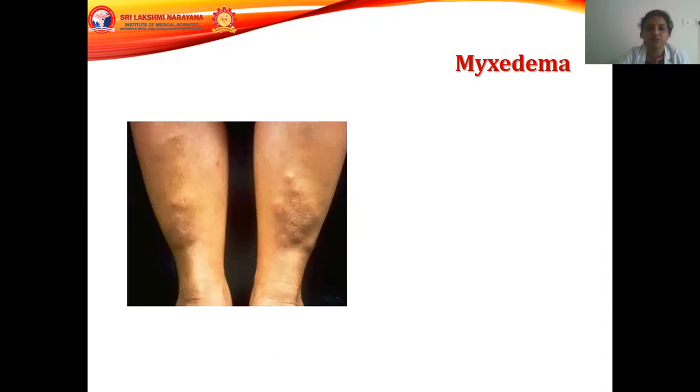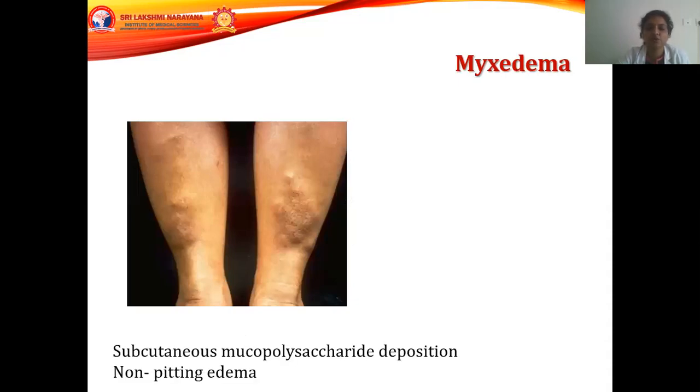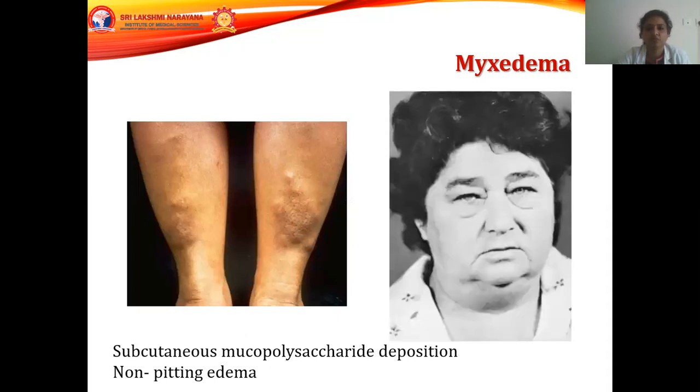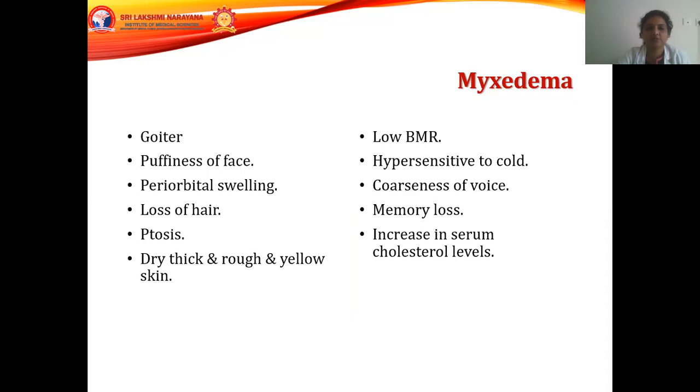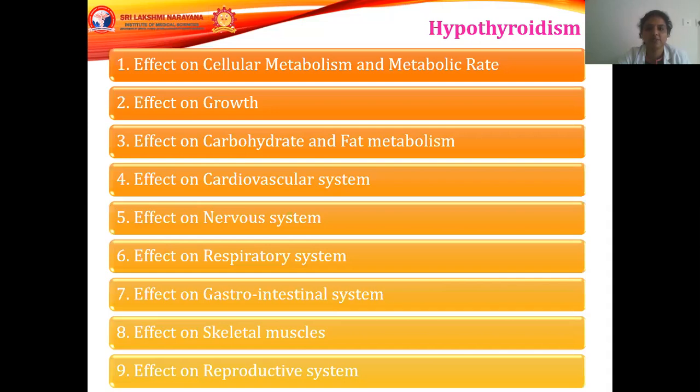Then next, coming to myxedema, it is a subcutaneous mucopolysaccharide deposition which leads to non-pitting edema. So this is myxedema. These are the features of a myxedematous patient. So you can see that there is goiter, puffiness of face, periorbital swelling, loss of hair, ptosis, dry, thick and rough and yellow skin, low BMR, hypersensitivity to cold, hoarseness of voice, memory loss, and also there is increase in the serum cholesterol levels.